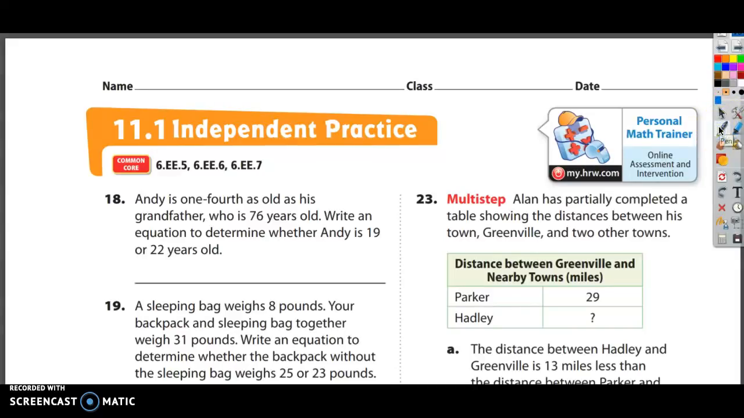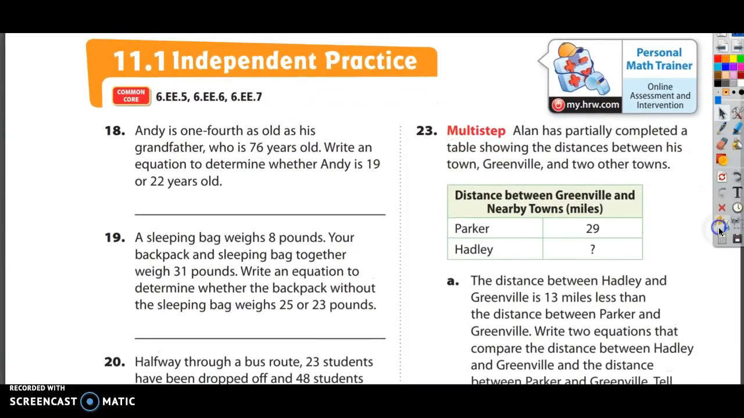This is page 301. This is the independent practice for lesson 11.1. Number 18 reads, Andy is 1/4 as old as his grandfather, who is 76 years old. Write an equation to determine whether Andy is 19 or 22 years old.